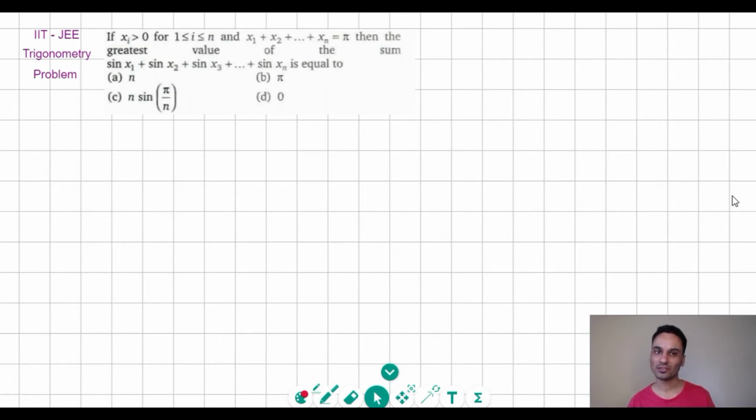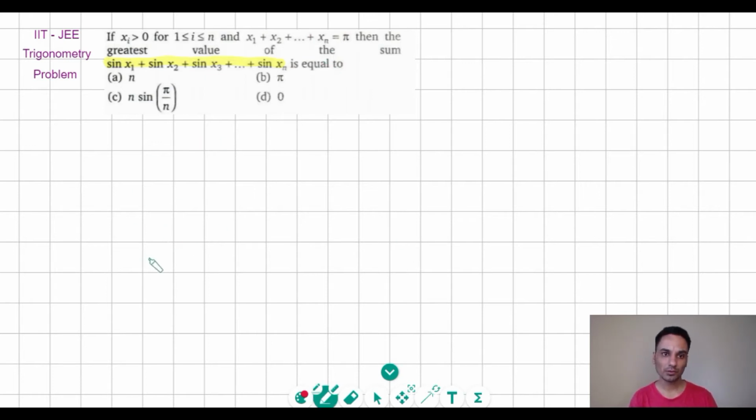Today we are discussing this IIT JEE trigonometry problem, and the question is: if xi is greater than 0 for i between 1 to n, including 1 and n, and x1 plus x2 plus so on up to xn equals pi, then the greatest value of the sum sine x1 plus sine x2 plus sine x3 so on up to sine xn is equal to, and we are given 4 options, and it is a single answer correct question.